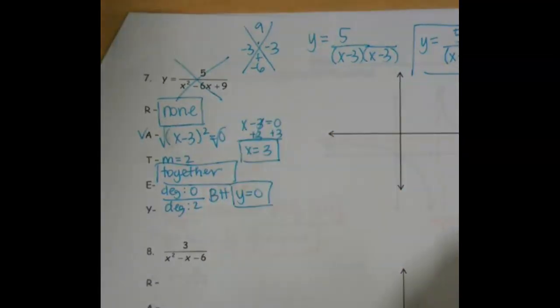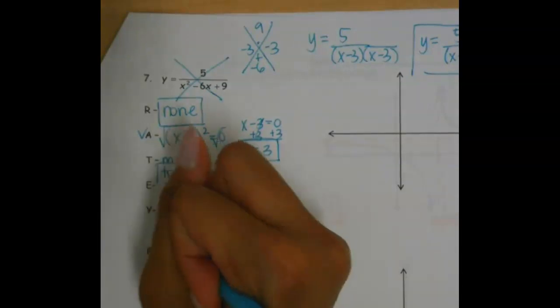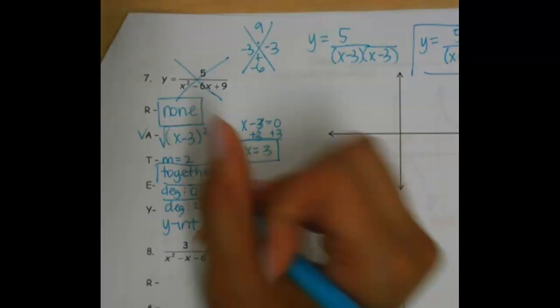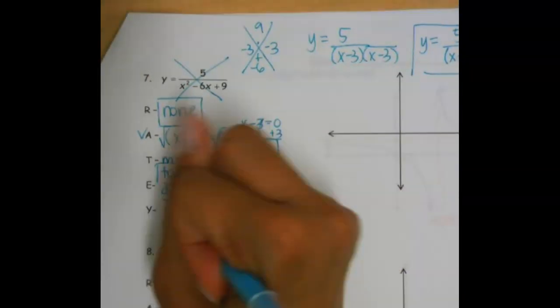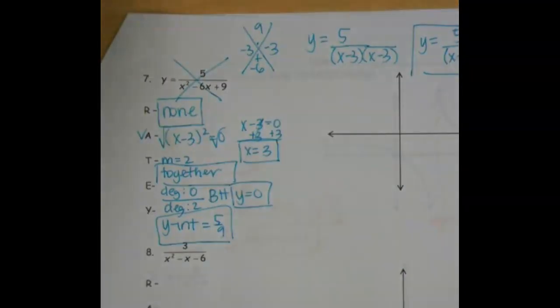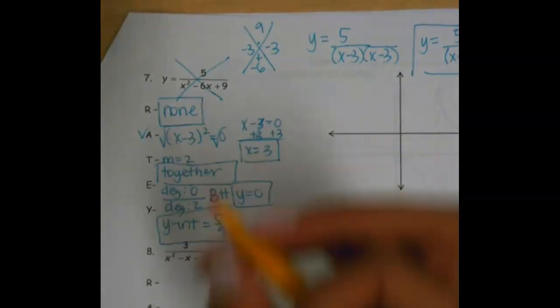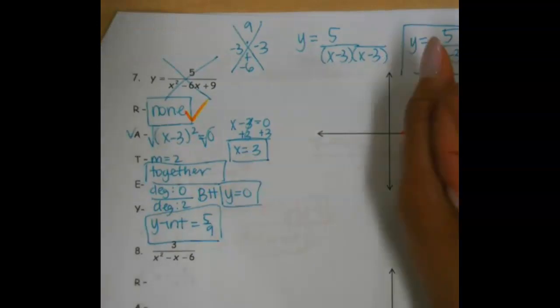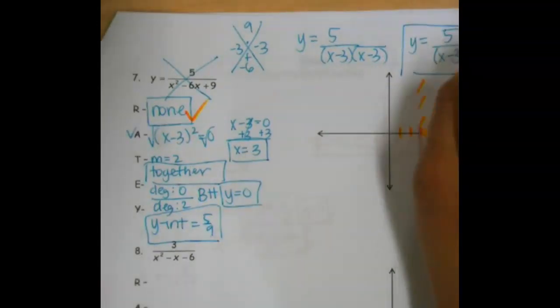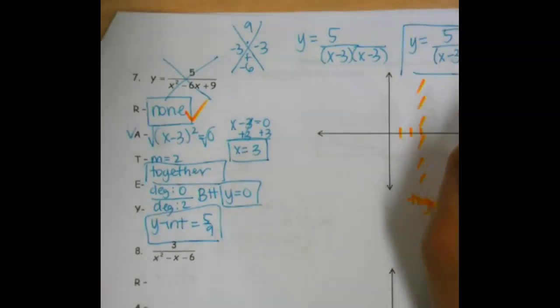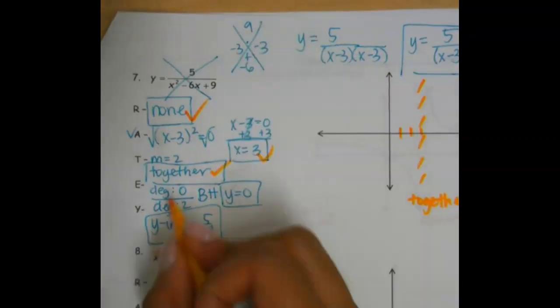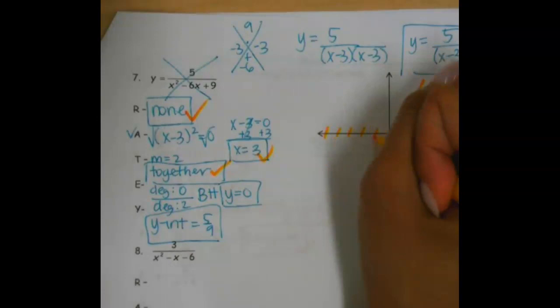Carol, what's the y-intercept here? What's your y-intercept? 5/9. Is that positive or negative? Positive. So let's graph what we have. Thank you, ma'am. We have no roots, we have x equals 3 for our vertical asymptote. And I'm going to make this together when I graph it. Hopefully I spelled together right. Looks wrong. Your end behavior is y equals 0.